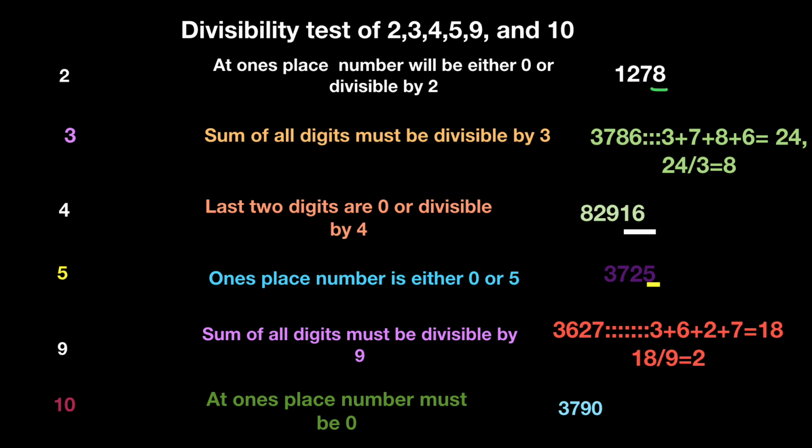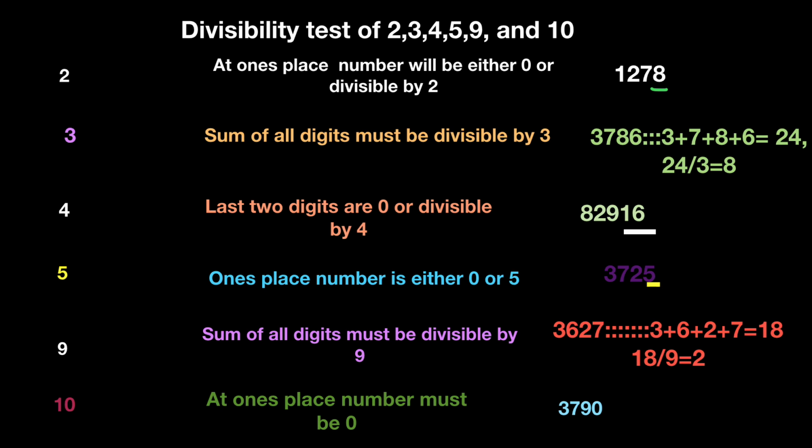Then 4. In case of 4, we should look at the last two digits. If the last two digits are 0 or divisible by 4, then the whole number will be divisible by 4. For example, 82,916. In this, the last two digits are 16 and that 16 is divisible by 4. So, the whole number is also divisible by 4. And in case of 5, the ones place is either 0 or 5. For example, 3725. At the ones place, the number is 5, so the whole number is also divisible by 5.